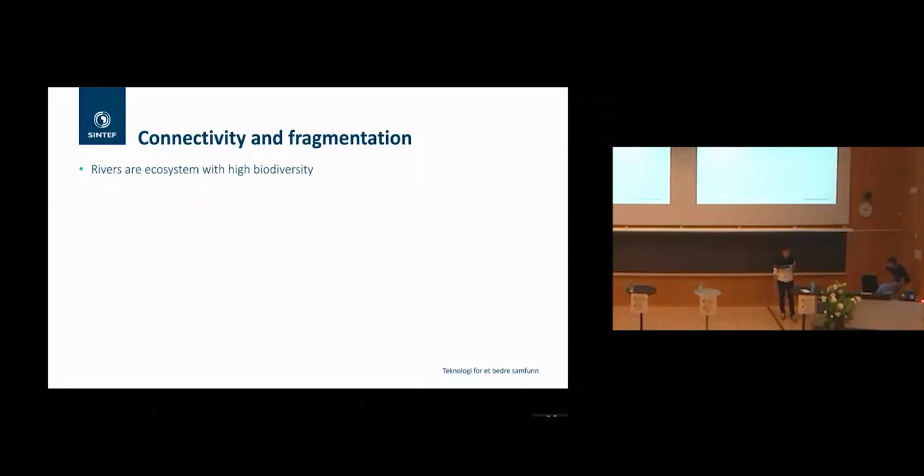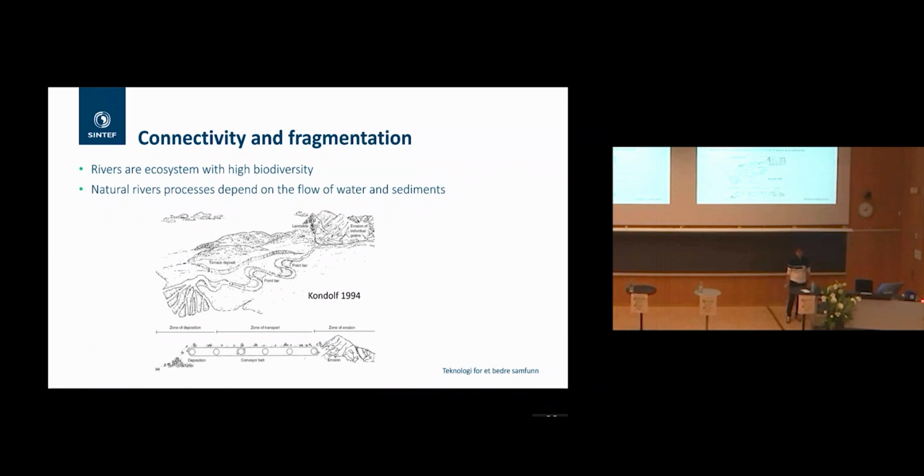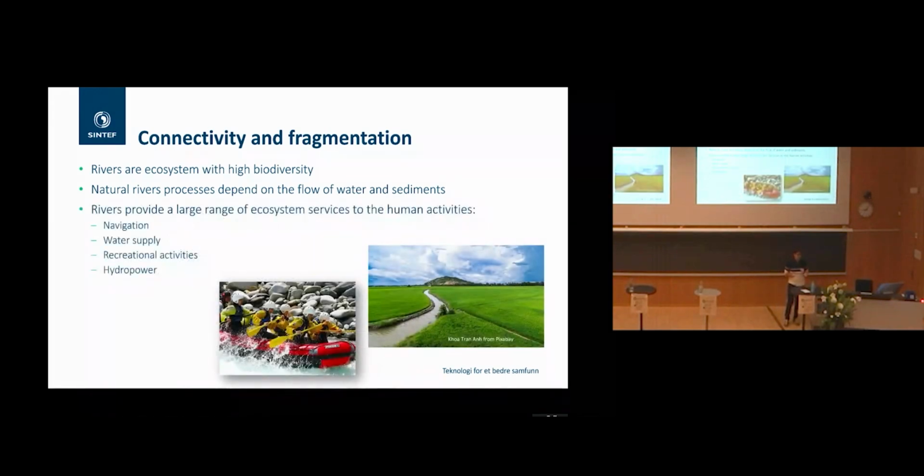Why connectivity and fragmentation? Rivers are, we know, ecosystems with high biodiversity. The natural river processes depend on the flow of water and sediments. This is the famous sketch from Kondolf that shows how the river transports sediments downstream and shapes the landscape in which we live. But rivers also provide a large range of ecosystem services to human activities. Here I put just some of them: navigation, water supply, recreational activities, hydropower, which is debatable as an ecosystem service. Many do not agree, but let's leave it there. Habitat for species, climate change mitigation, temperature mitigation, etc.